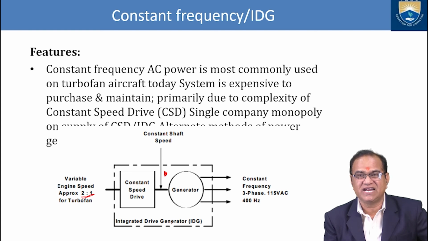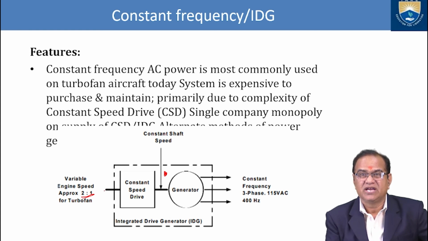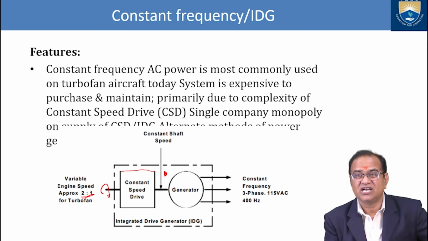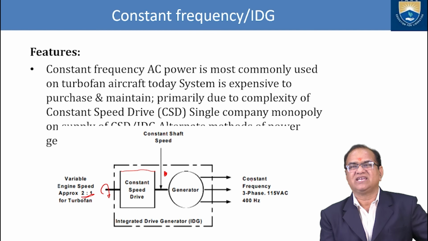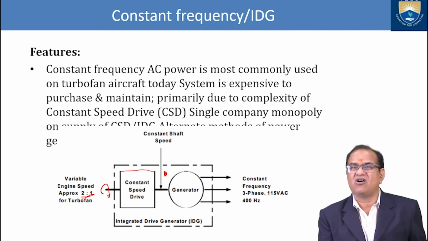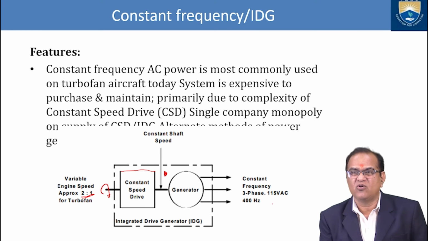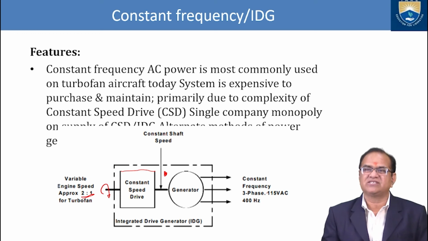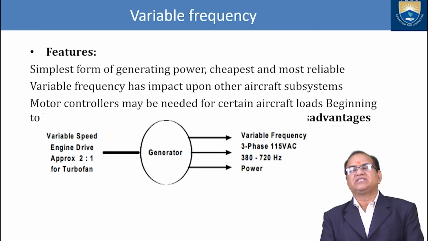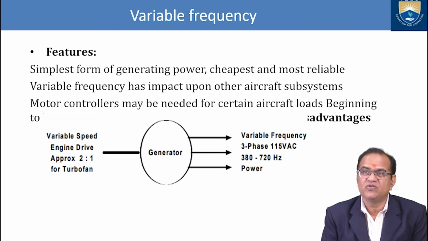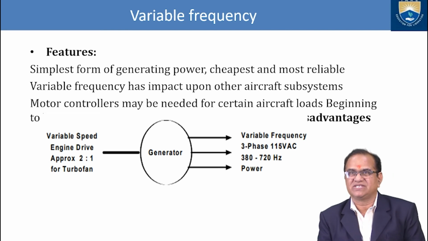This is called an integrated drive generator. The drive is given here, and this mechanism gives a constant speed to the generator, and it supplies a constant frequency, 3-phase 115 volt AC and 400 hertz power supply. So this is about the constant frequency, how we achieve the constant frequency.